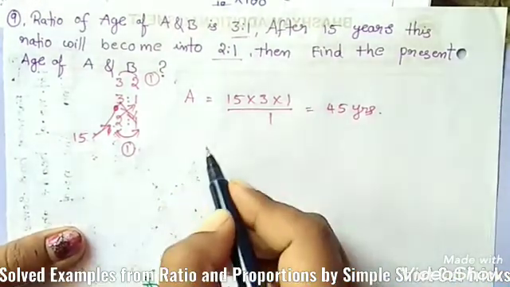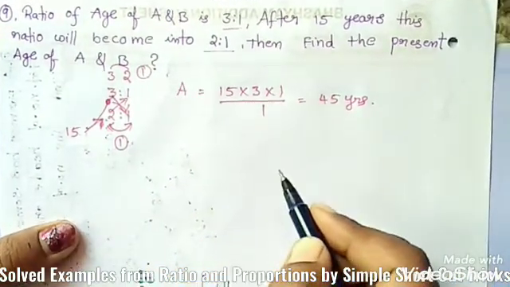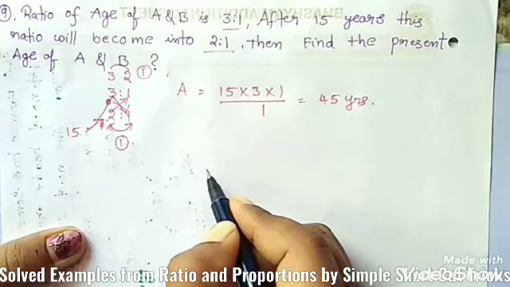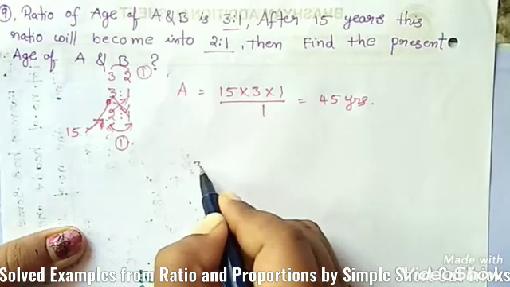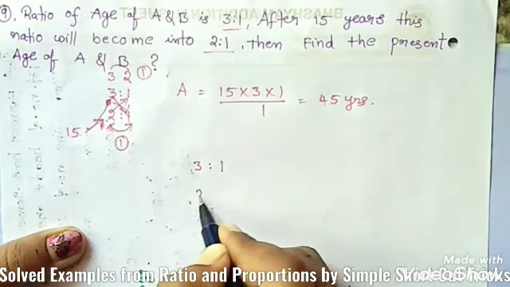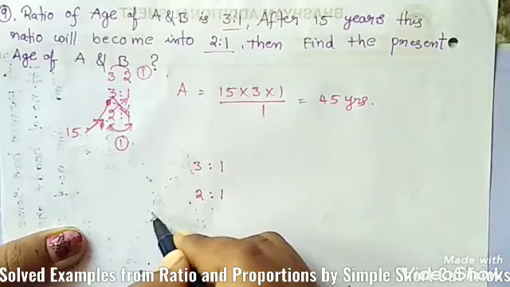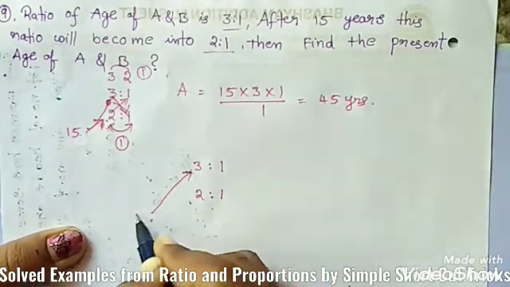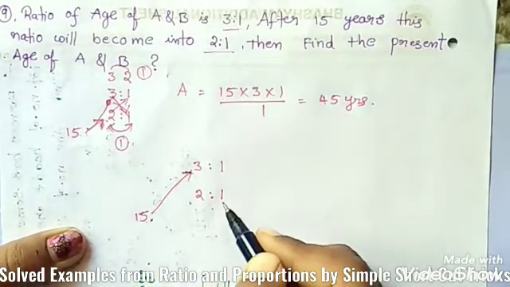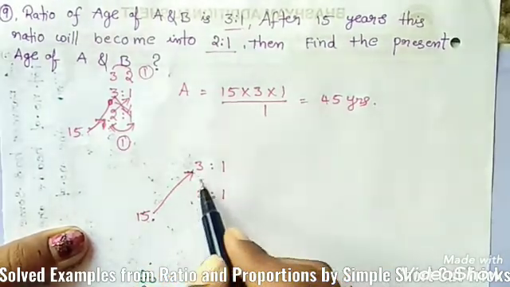I'm going to write very clearly, so there is no confusion here. The starting ratios they have given are 3:1 and 2:1. This is after 15 years. After 15 years, this ratio.